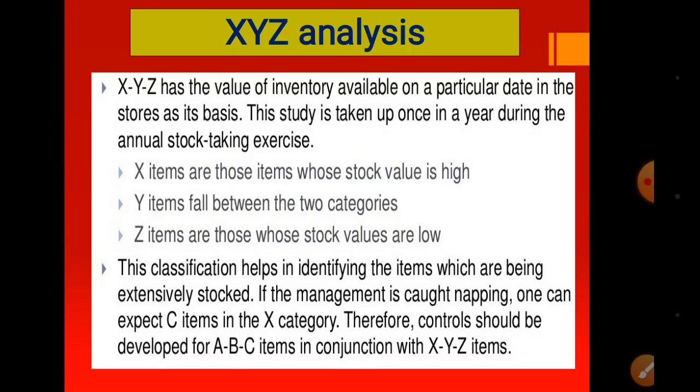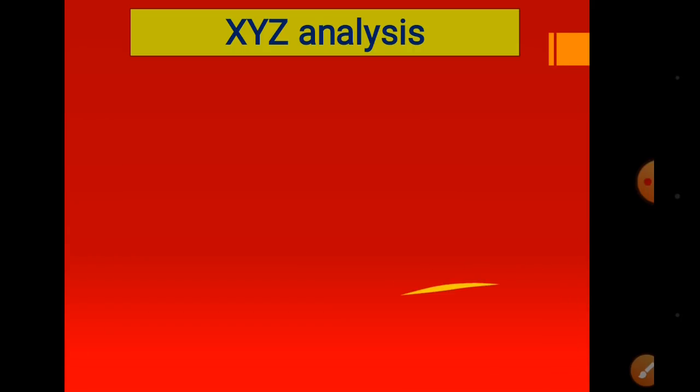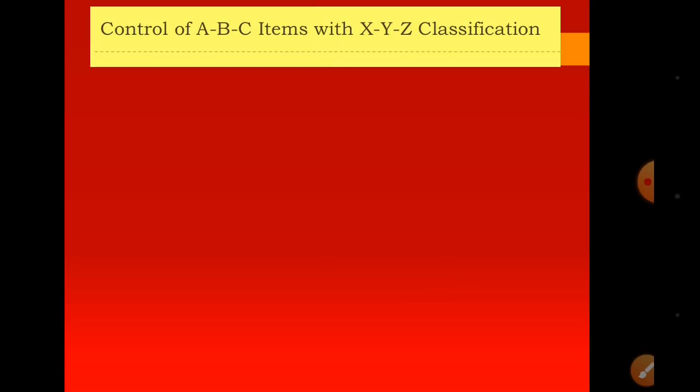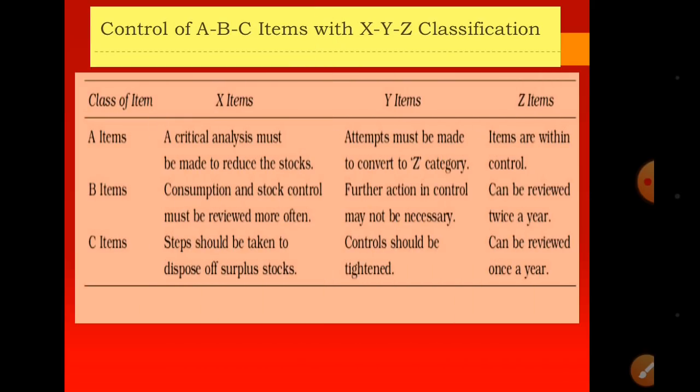This classification helps in identifying the items which are being extensively stocked. If the management is caught napping, one can expect C items in the X category. Therefore, controls should be developed for ABC items in conjunction with XYZ items. Control of ABC items with XYZ classification: the classes of items are A, B, C, and in the column there is X, Y, Z.